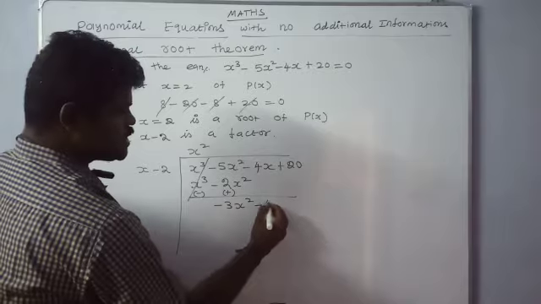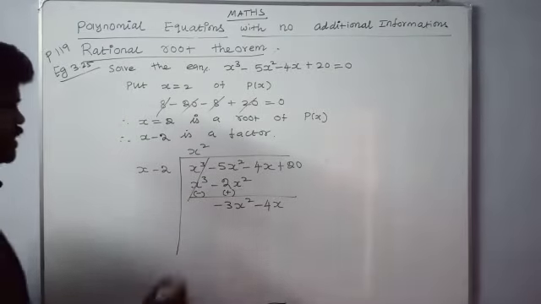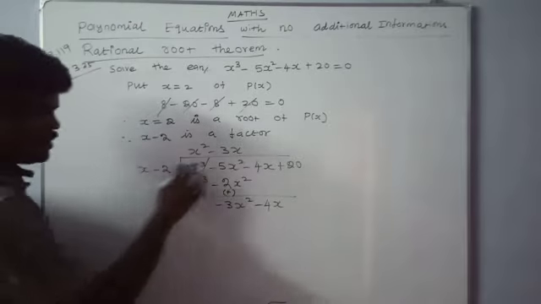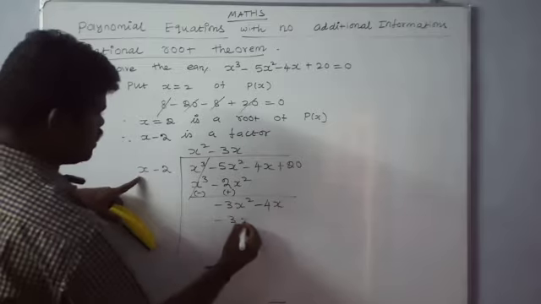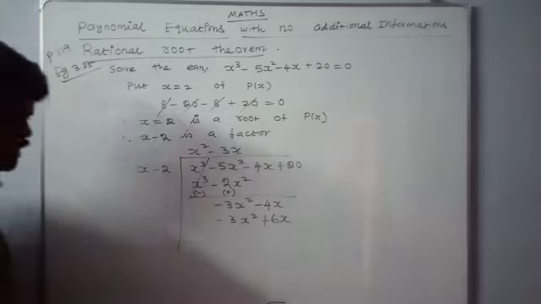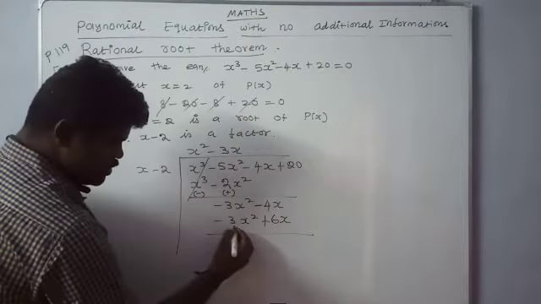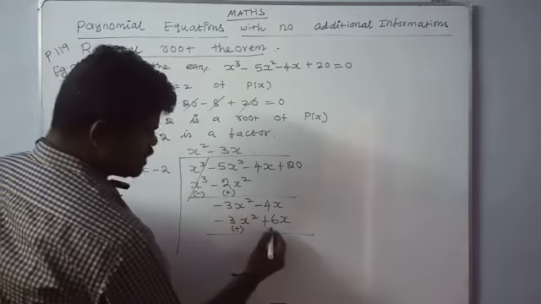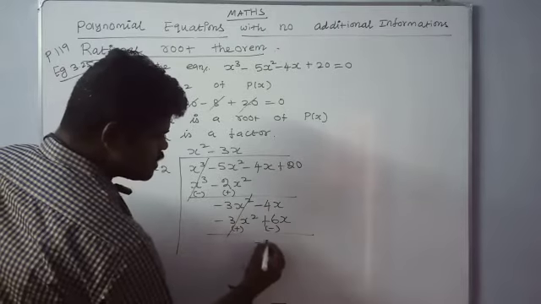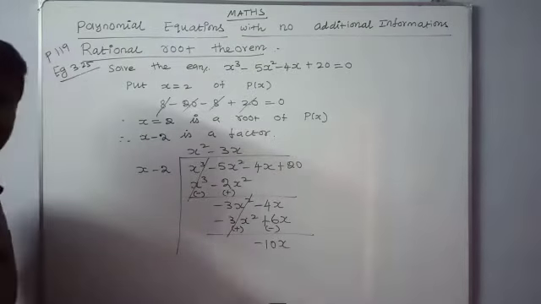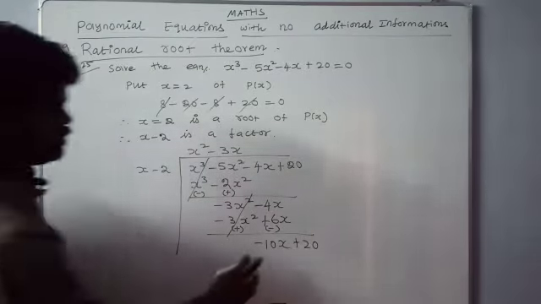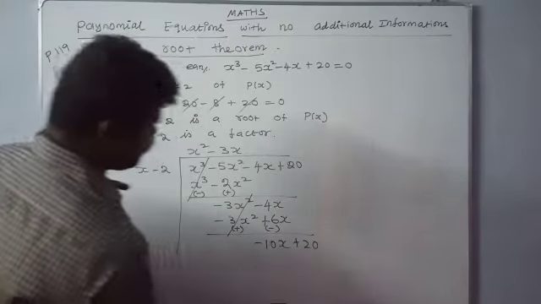Take minus 4x downward. Here minus 4x. Now we need minus 3x. Multiply these two terms: minus 3x squared and plus 6x. Cancel the x squared terms and subtract; both terms give minus 10x. Take plus 20 down: minus 10x plus 20.